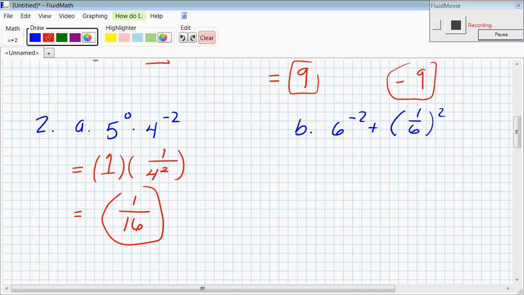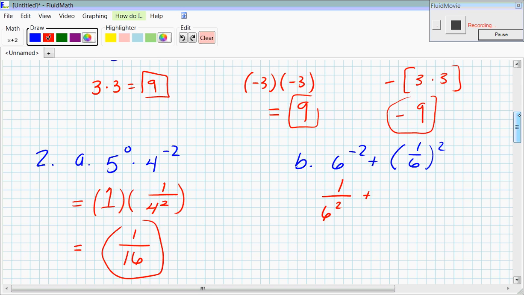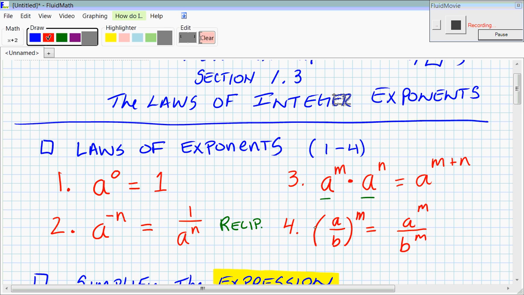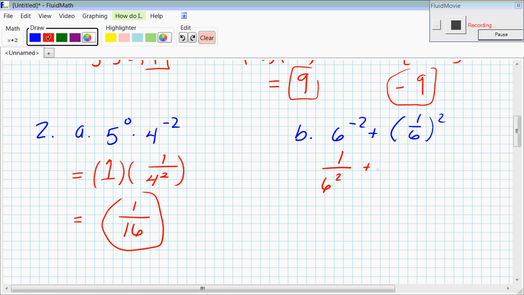All right, let's do B. I have 6 to the negative 2 power. What do I do? I take the reciprocal. Very good. So I'm going to have 1 over 6 to the positive 2, plus, now I'm raising a fraction to an exponent. According to rule number 4, a fraction raised to an exponent, each of those has to get raised to that same exponent. So that should be what? 1 over 6 squared, right? 1 squared and over 6 squared.